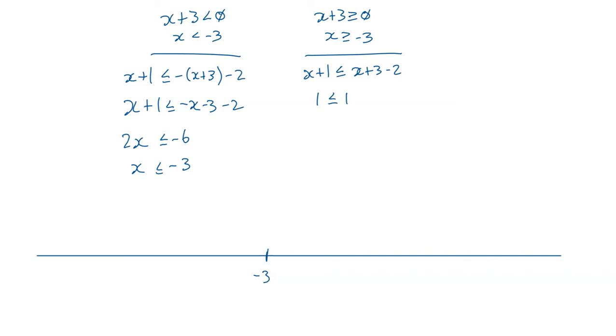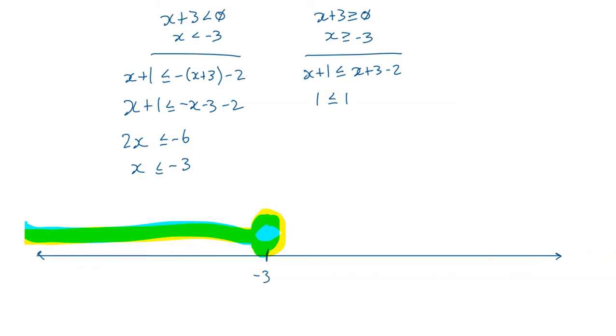So I'm going to do the case on the left first. X is less than negative 3. X is less than or equal to negative 3. So one of them's colored in, but the other isn't. So you can only include it if it's in both. So we're not including negative 3, but the solution to that side is x less than negative 3.